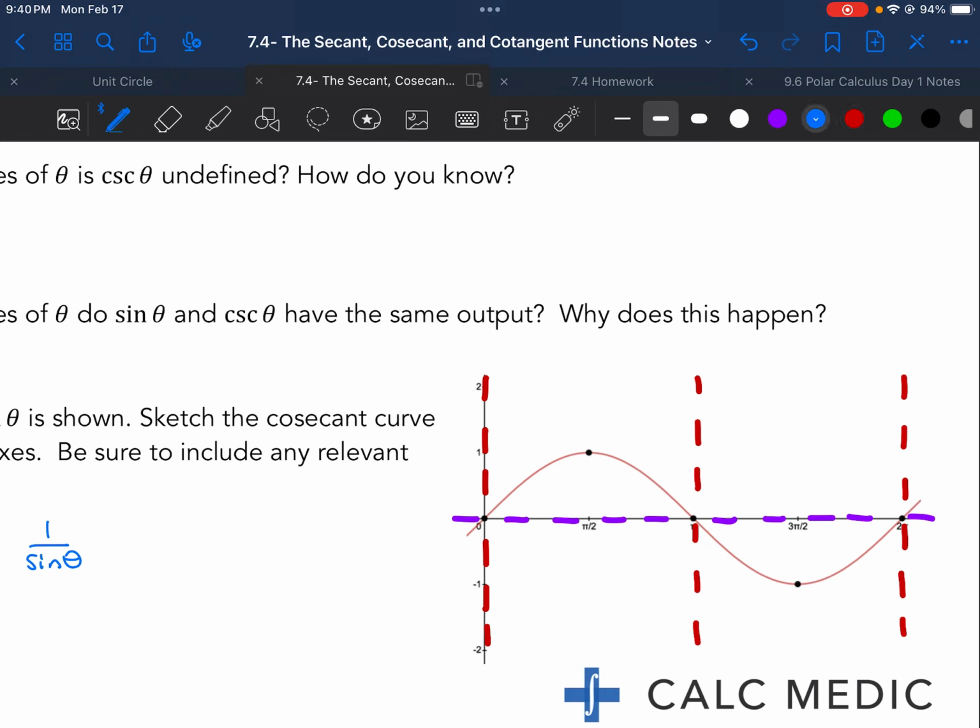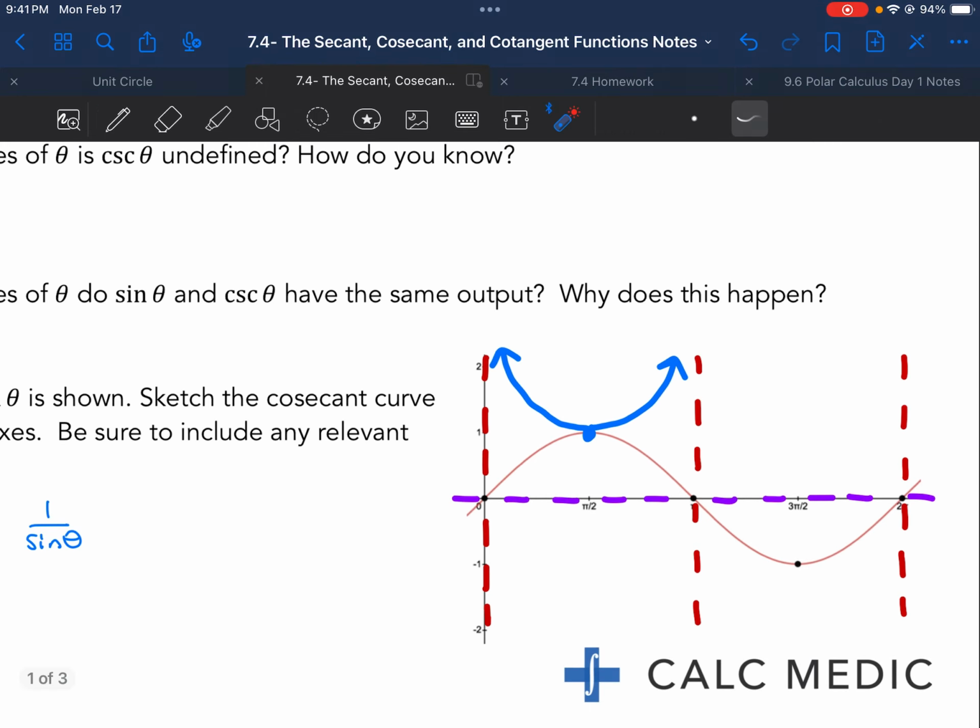And then what we're going to do is what I call flipping the graph inside out. See this maximum point right there for the parent function of sine? I'm going to take that maximum point and make this U shape almost, following the asymptotes on both sides. And see this minimum point on the parent graph of sine of theta? I'm going to take that minimum point and flip it down.